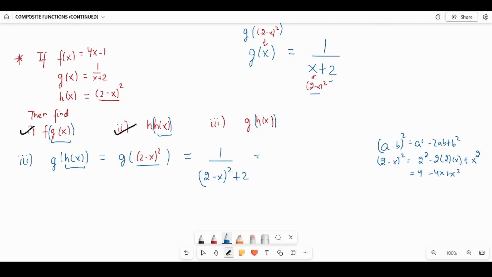So let us put the value here. So we will get 1 divided by 4 minus 4x plus x squared, and here we have plus 2 as well. So this will be our value of the function g of 2 minus x whole squared, and we can further simplify it. 4 plus 2 will give us 6. So we will get 1 divided by 6 minus 4x plus x squared. So this is the value of the function g of h of x.